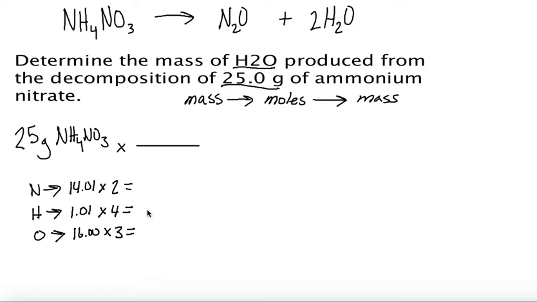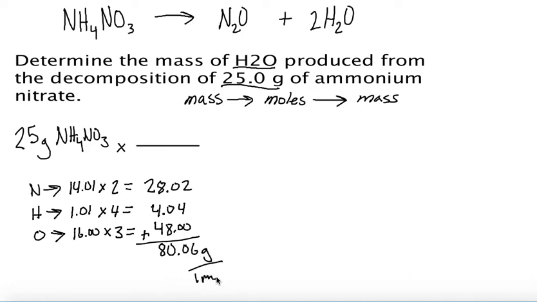Okay, let's crunch the numbers here. Gotta get out my calculator here. 14.01 times 2, 28.02. 1.01 times 4. I don't know why I needed a calculator for that. 4.04, and then 16 times 3 gives us 48.00. Add these all together, and we should get 80.06 grams per 1 mole.